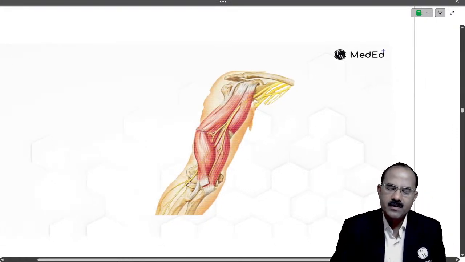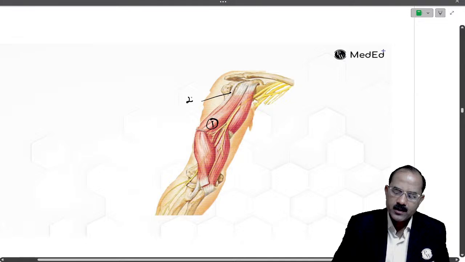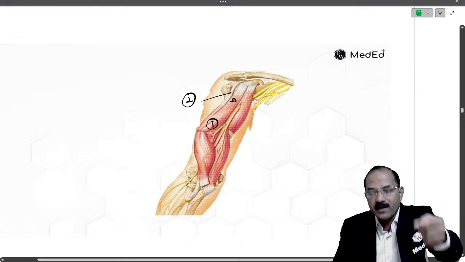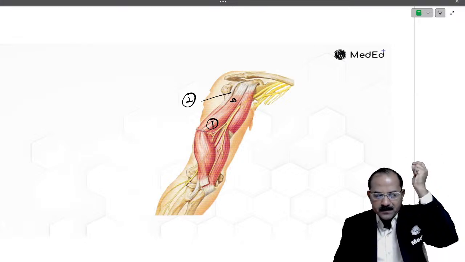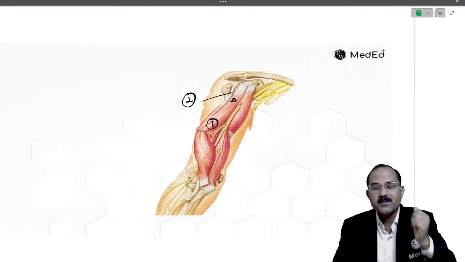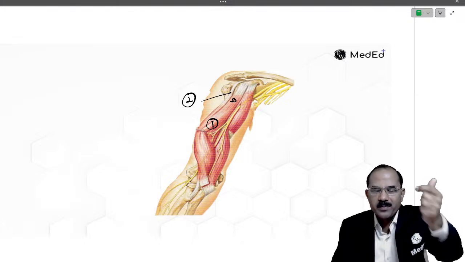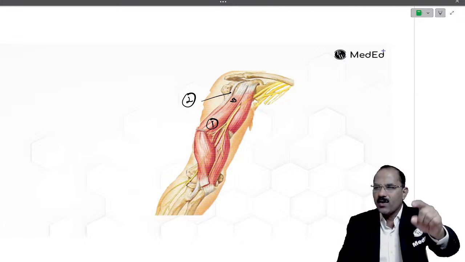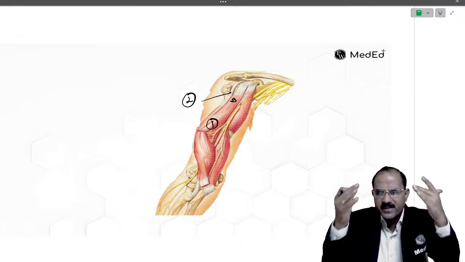What is this muscle? Number one, this is the biceps brachii. And the biceps brachii has two heads: the long head and the short head. The long head of biceps brachii arises from the supraglenoid tubercle of the scapula. The short head arises from the coracoid process along with the coracobrachialis. You should be able to quickly recollect and revise this.